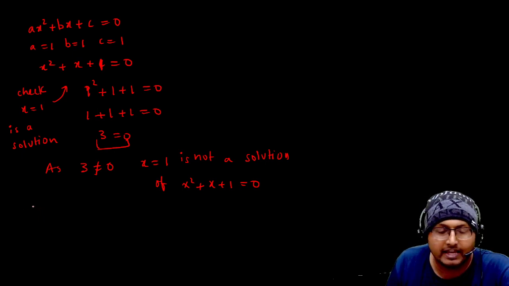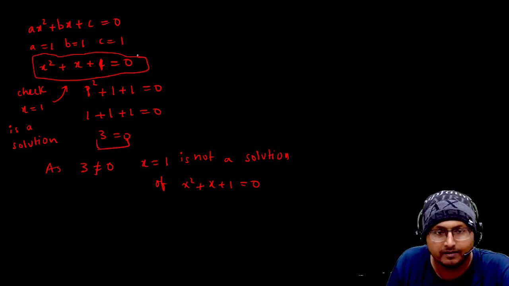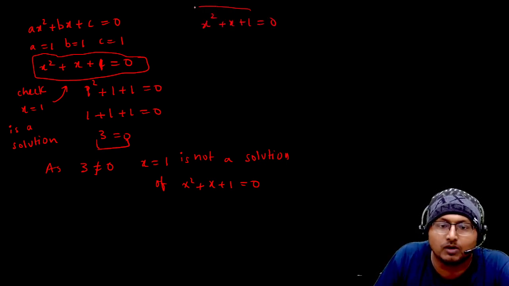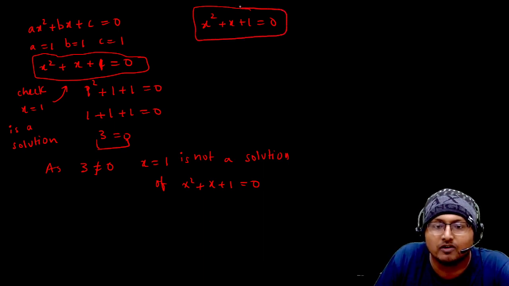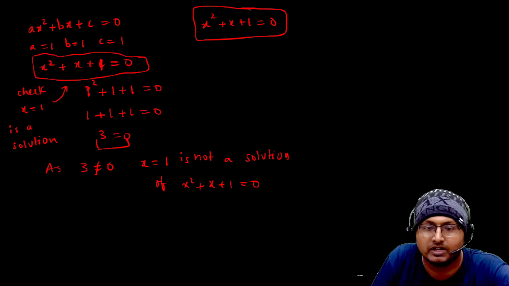If any value of x is a solution to this quadratic equation, then if you substitute that value in this equation, it must satisfy this equation. So we have one example, x square plus x plus 1 equal to 0. Using the formula method, we will find the roots or solutions of that equation.